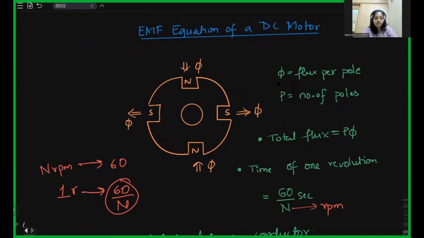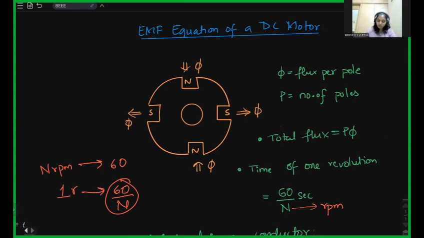So what is EMF? EMF is electromotive force, and basically it is equivalent to voltage. So the EMF of a DC motor depends on a lot of factors, such as the number of poles taken, number of conductors, number of parallel paths taken, and so on.